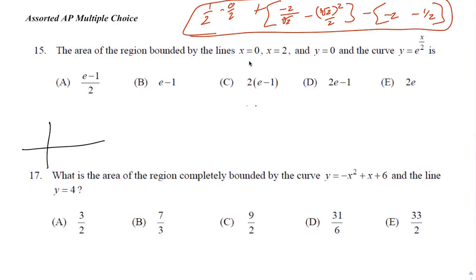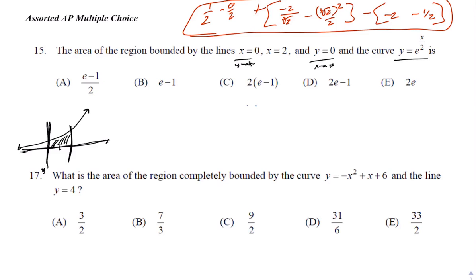So we have x equals 0, which is this line. X equals 2, so like that line. This is my x and y axis. Y equals 0, that's just the x-axis. This is the y-axis, by the way. So it's where y equals 0, so this line. And y equals e to x over 2. Now I don't know what e to x over 2 looks like, but I know what e looks like. So it looks to this effect.